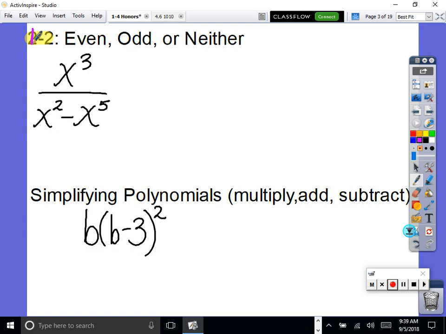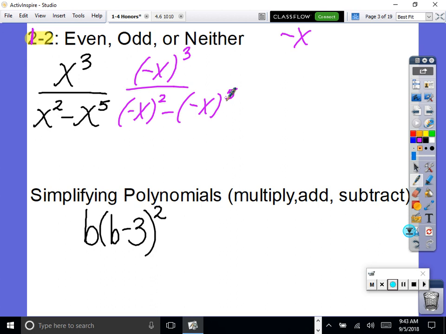So my question is, real quick, where do we start? How do we use algebra? You have to use algebra. I'm telling you, you have to use algebra. So, where do we start? Plug in negative x. When we plug in something, we use parentheses. So we know we're plugging in negative x, so we use parentheses anytime we plug something in. Negative x cubed over negative x squared minus negative x to the 5th. Is everybody good there? Yes.